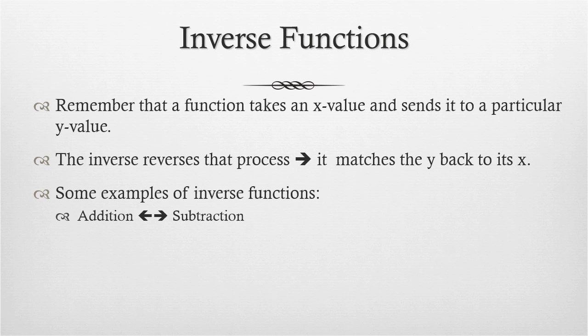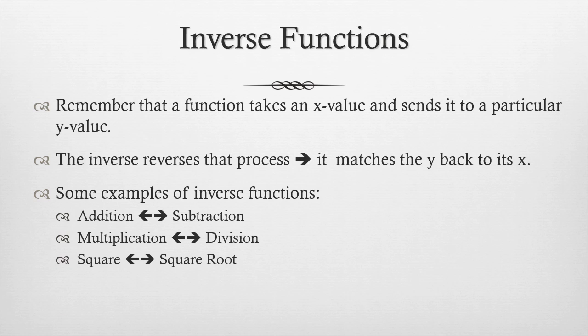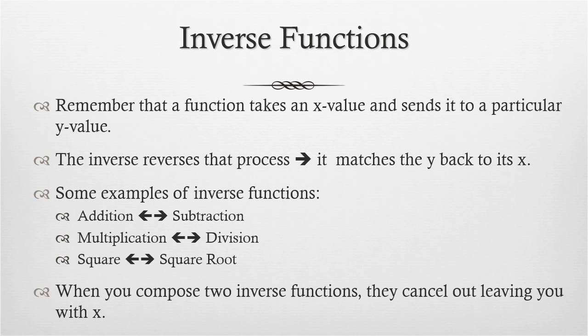Here are some examples. Addition and subtraction: x plus 3 minus 3 gives you back x. Multiplication and division: 2 times x divided by 2 gets you back to x. A square and a square root. They cancel each other out. When you compose two inverse functions, they will cancel and leave you with just x.